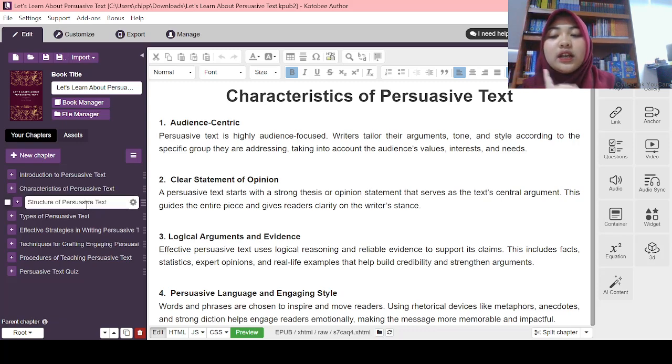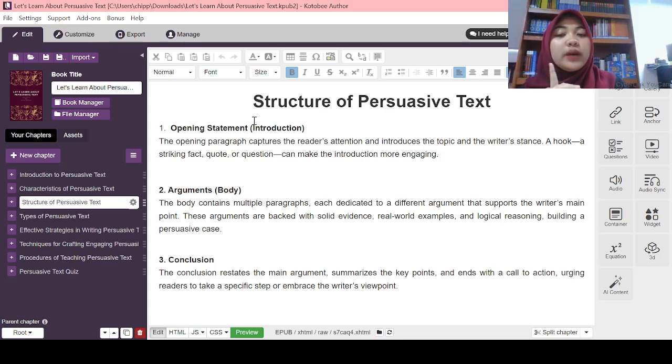Next, the third chapter in this book is structure of persuasive text. The structure of persuasive text is divided into three groups. The first is opening statement, or we can call it introduction. The second structure of persuasive text is arguments, or we can say the body of the persuasive text. The last structure of persuasive text is conclusion.